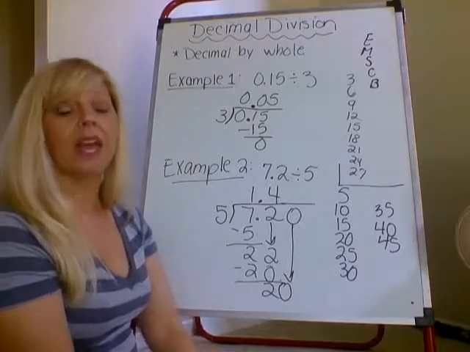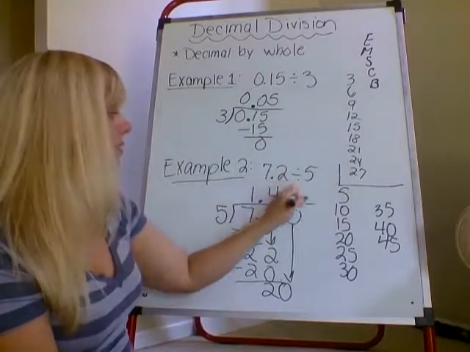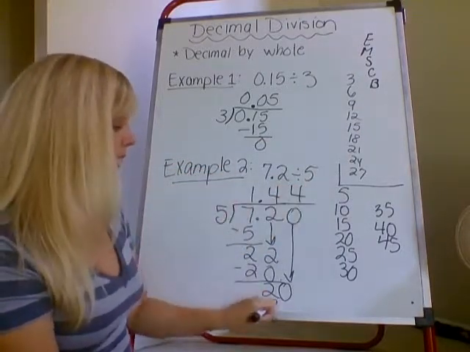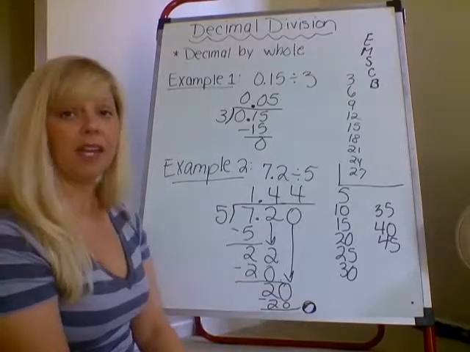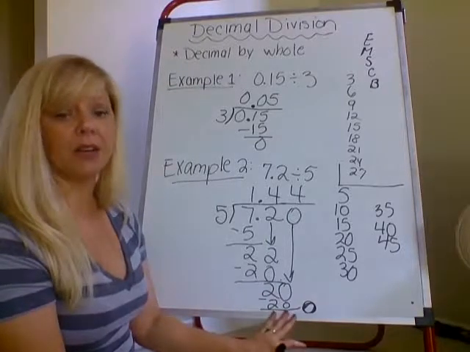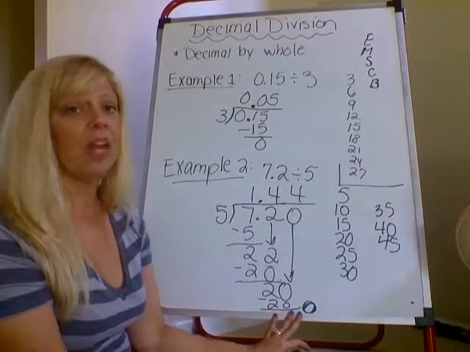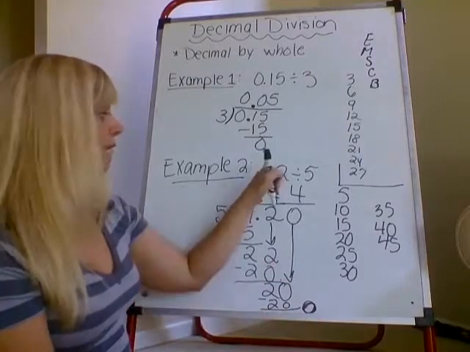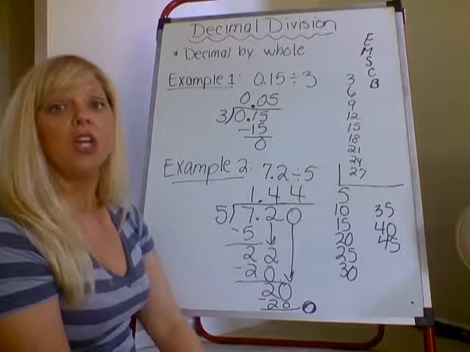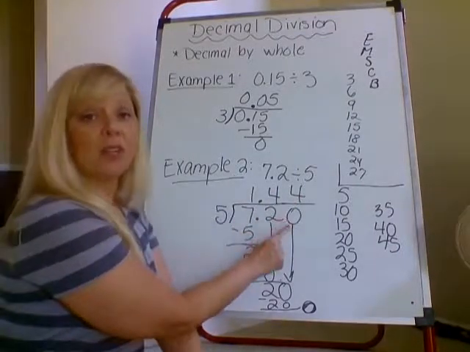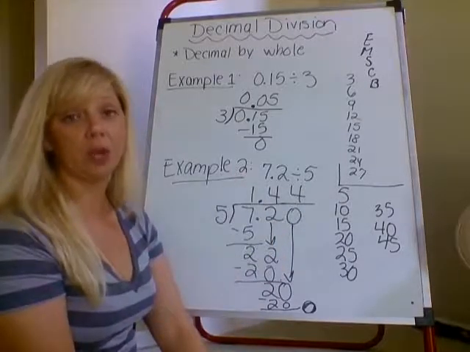Now I start all over again. Estimate how many groups of 5 are in 20. There are 1, 2, 3, 4 exactly. So we have a 4. 4 times 5 is 20. I subtract and I get nothing left. And that's what I want. I either want a 0 at the end or I want to see that it's going to repeat somehow, which we will do in another lesson. So now I'm done. If I have 7 and 2/10 and I divide it by 5, I'm going to get 1 and 44 hundredths. If you think about it as money, if I have $7.20 and I want to group them into 5 equal groups, I'm going to have $1.44 in each group.